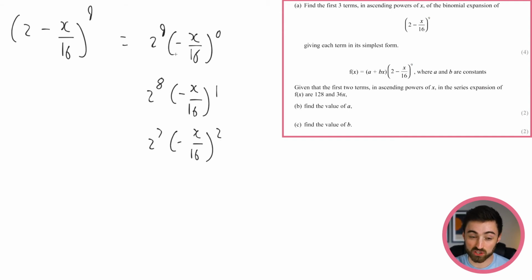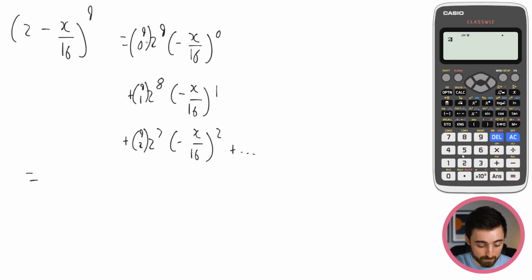So this isn't the whole story because we also have these coefficients. So the coefficient is going to be the kind of nCrs. So it's going to be 9C0, and then a 9C1, and then a 9C2. And then I get a plus dot dot dot because there's actually more terms going on here. Okay, so 9C0 is actually, anything C0 is always 1. 2 to the 9 is a big old number. It's 512. And then this is a power of 0, so nothing actually happens there. So that'll be 512. 9C1 times 2 to the 8.